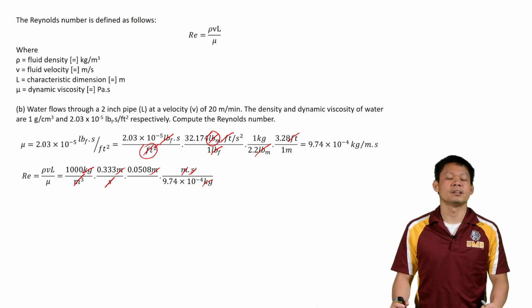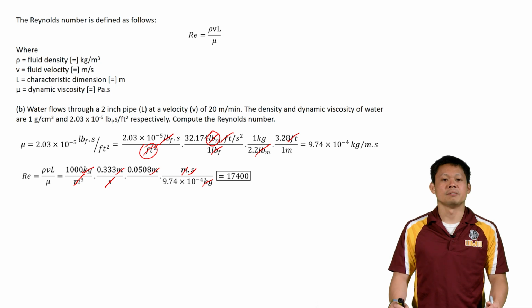So now I just have to plug these numbers into my calculator, and the Reynolds number comes out to be 17,400. So that's all we have for this lecture.